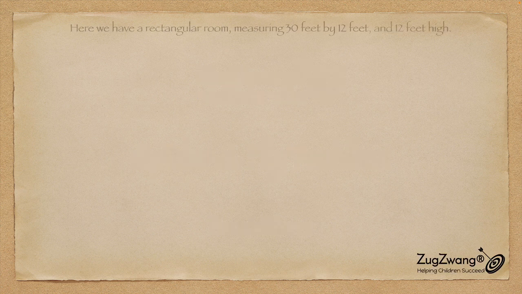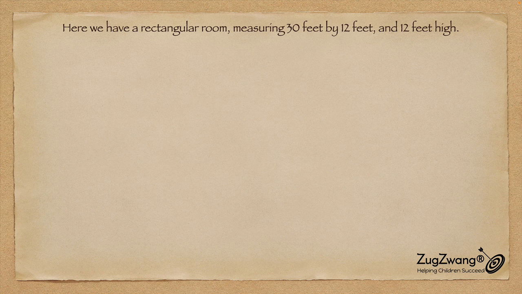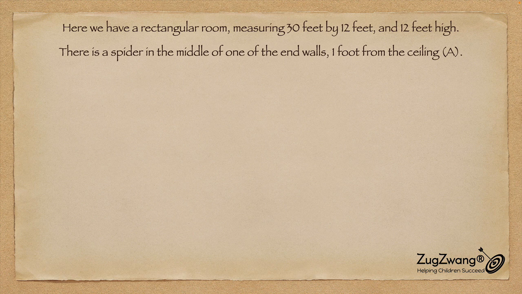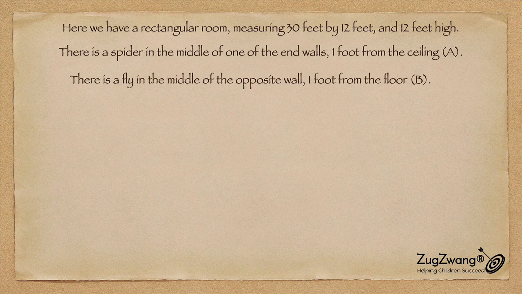Let's get started. So we have a rectangular room, a three-dimensional rectangular room, which means it's basically a cuboid, measuring 30 feet across, 12 feet tall and 12 feet wide. There's a spider in the middle of one of the end walls. I'm going to denote this as A, 1 foot from the ceiling, so just 1 foot below the ceiling. A fly is in the middle of the opposite wall, 1 foot from the floor, that's point B.